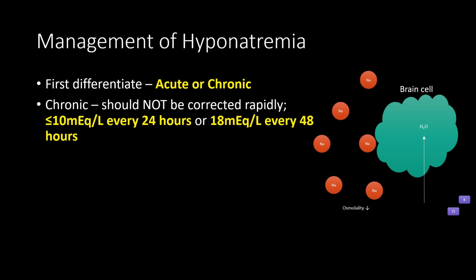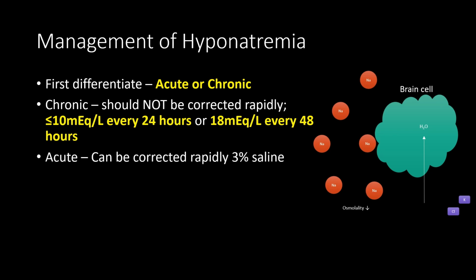It should be corrected maximum up to 10 milliequivalent per liter every 24 hours or 18 milliequivalent per liter every 48 hours. For example, if a particular person's serum sodium is 110, the lower limit of the normal range is 135, and the patient has chronic hyponatremia, that doesn't mean we'll correct the sodium from 110 to 135, that means 25 in one day. If it is chronic hyponatremia, the maximum that we can correct in one day is 10. That means we'll go from 110 to 120 in one day, 120 to 130 in another day, then 130 to 135 slowly.